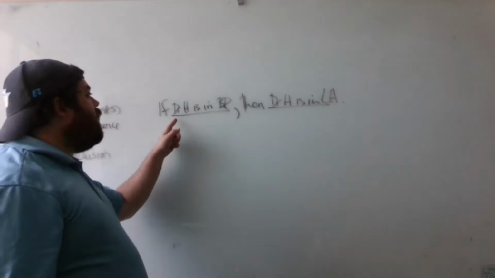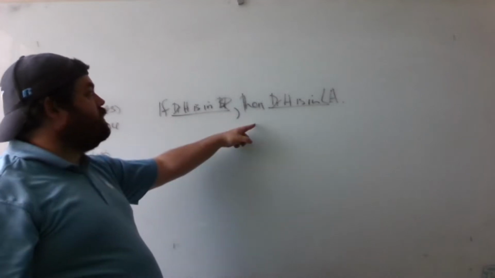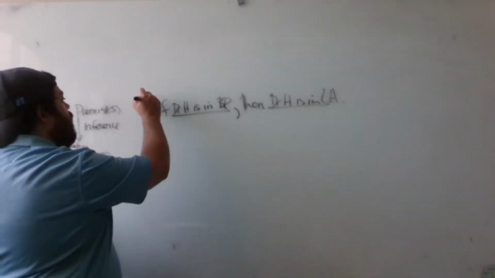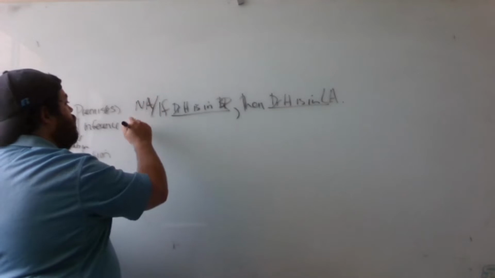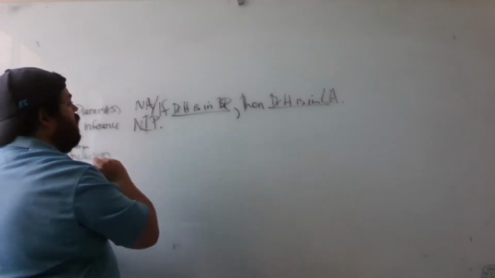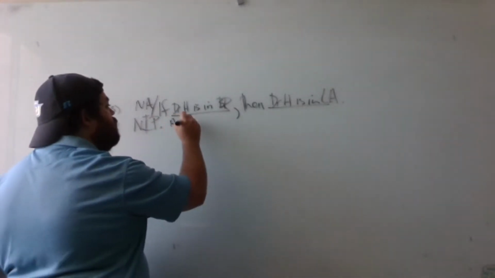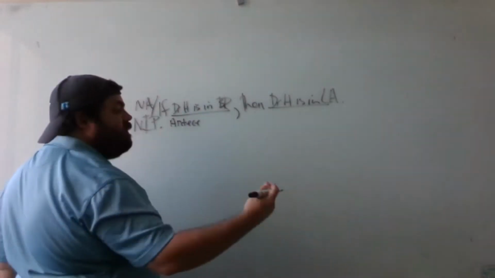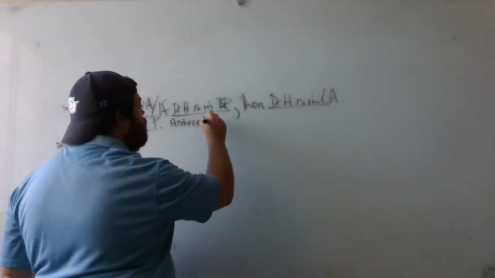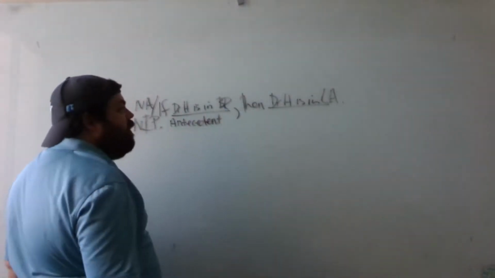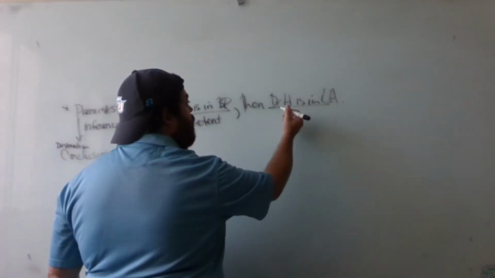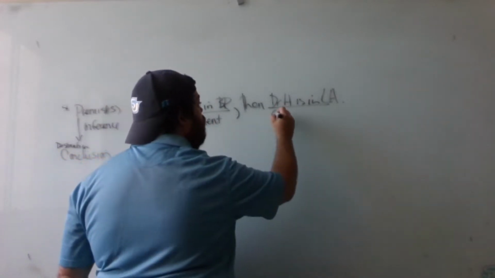Anyway, sorry. So if Dr. H is in Baton Rouge, then Dr. H is in Louisiana. This on its own is not an argument, right? So this is NA, not an argument, or I'll do NI, non-inferential passage. That is the rule. We call this part the antecedent, right? Something that antecedes another thing comes before it, right? So antecedent literally comes before, and then the part that comes after the then is called the consequent.